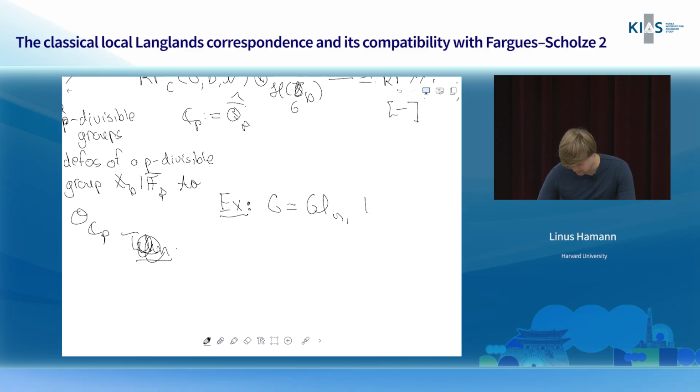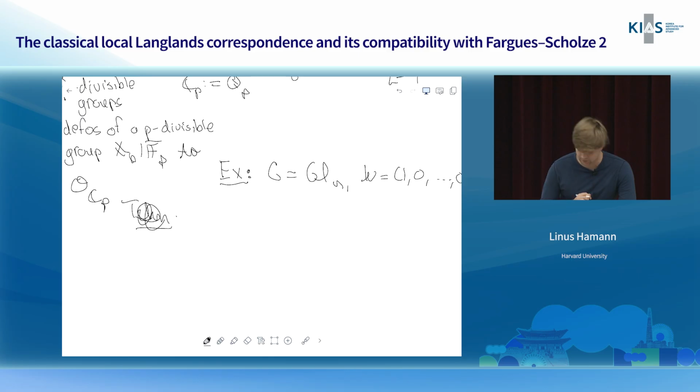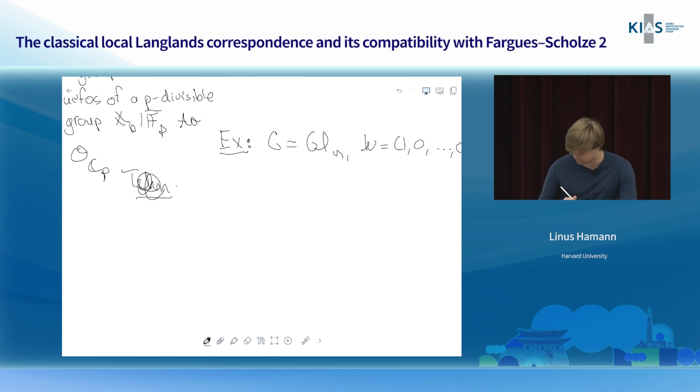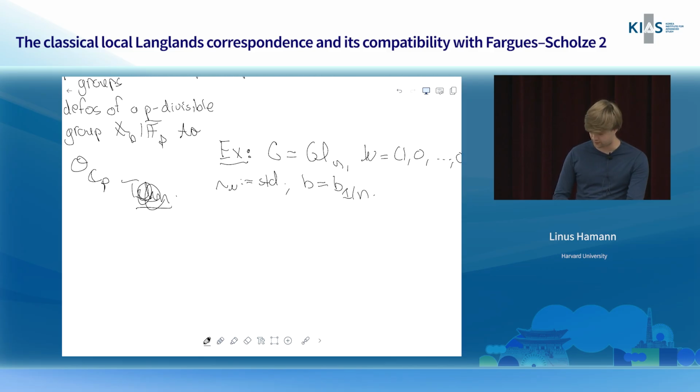And this mu will just be the co-character given by 1 followed by a bunch of zeros in the standard basis, which corresponds to the standard representation. So R mu is just the standard representation of the dual group of GLN, which is, of course, just GLN. And this B in this case, I'm going to take to be the isoclinic one of slope 1 over n.